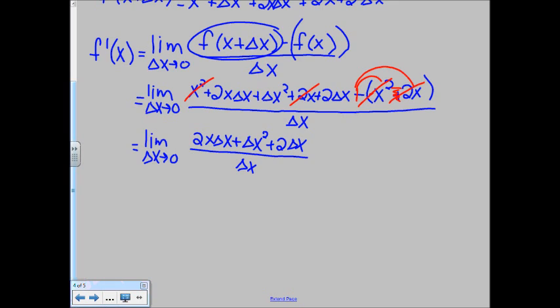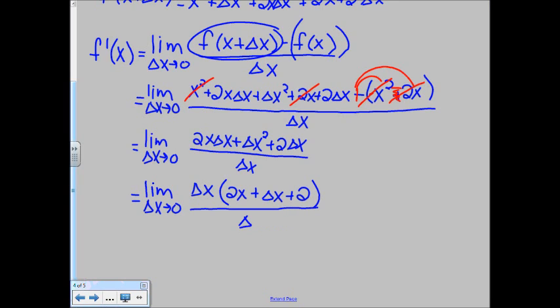Extend our page there. So you might have noticed that every single term in the numerator has delta x in it, which means I can factor out a greatest common factor of delta x. So if I factor out a delta x now, I get 2x plus delta x plus 2 all over delta x. And now that I have my delta x factored out of my numerator, I can cancel it with the one that's in the denominator.